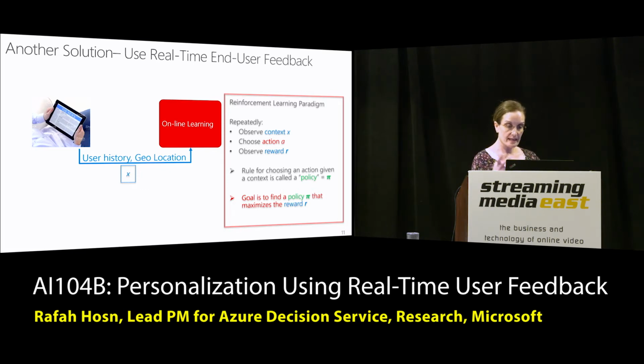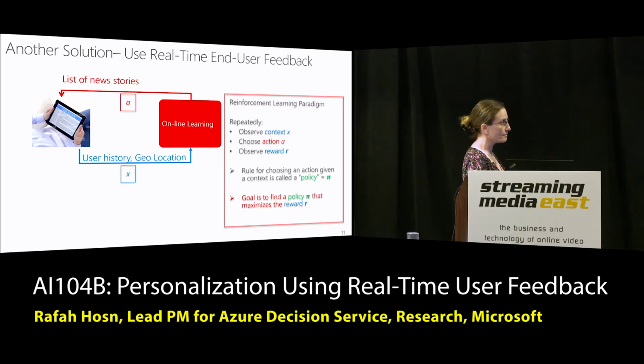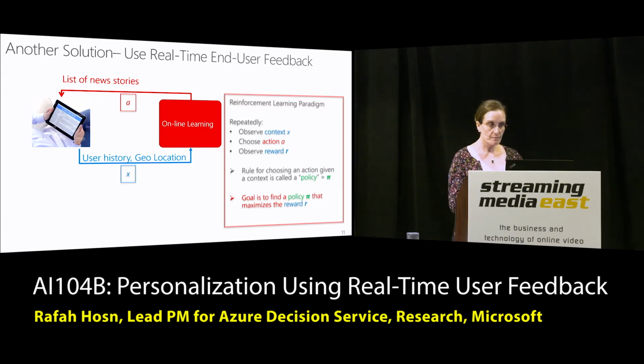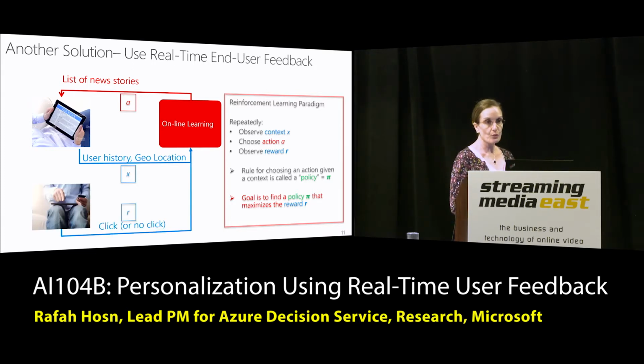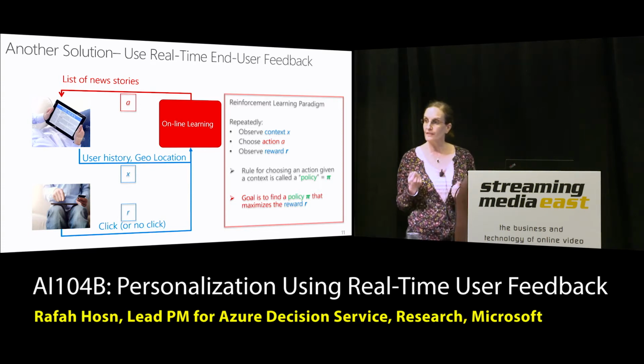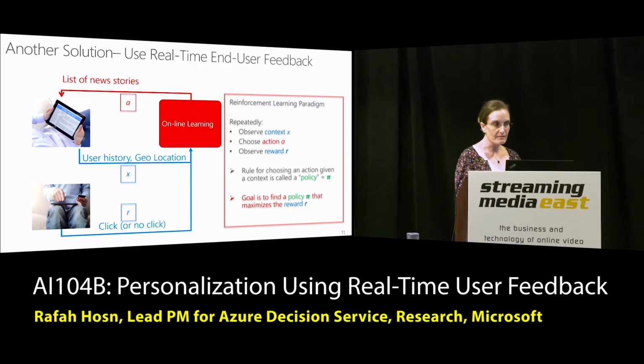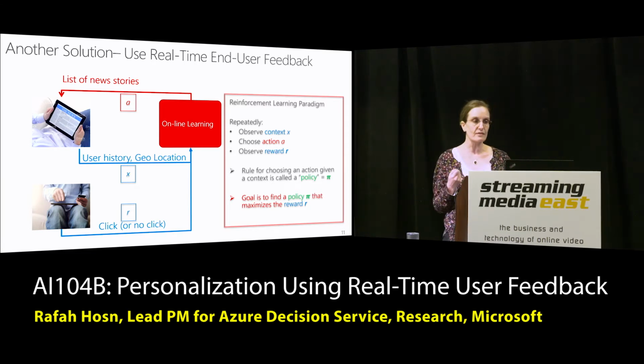Then inside that red box, there is a policy, a model that's choosing the best list of news stories for this user based on that context X. We call this an action. Now the key in reinforcement learning is that we don't stop there. The learner proposes an action and waits for the user feedback. That's why it's called reinforcement learning, because every time the user clicks, that's a positive reinforcement feedback for the online learner.